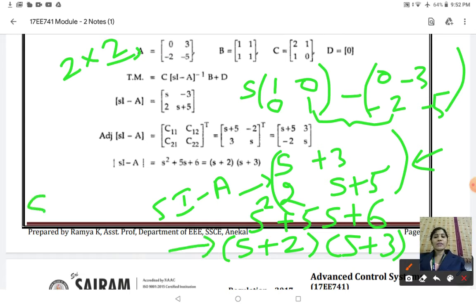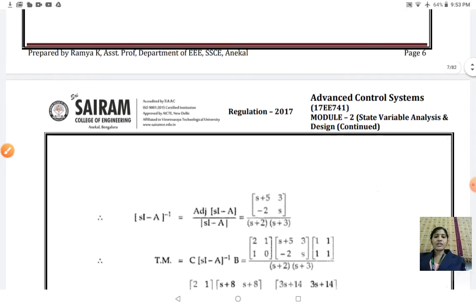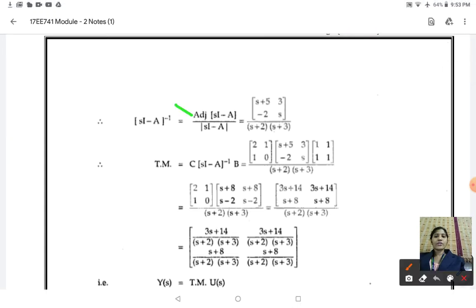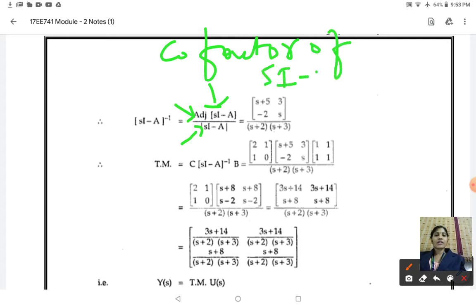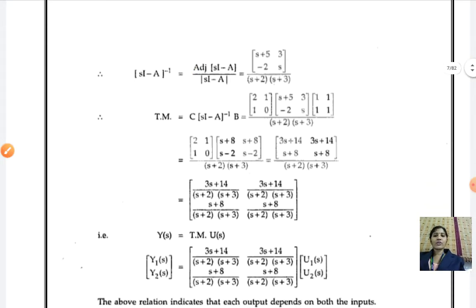Now we need to identify (sI minus A) inverse. What is (sI minus A) inverse? It is nothing but the adjoint of (sI minus A) divided by the determinant of (sI minus A). The adjoint of (sI minus A) is nothing but the transpose of the cofactor matrix of (sI minus A). So you need to identify the cofactor matrix for this and then take its transpose.